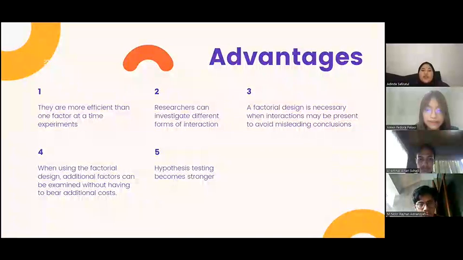The advantages of factorial design are, first, they are more efficient than one factor at a time experiments. Second, researchers can investigate different forms of interaction. Third, a factorial design is necessary when interaction may be present, to avoid misleading conclusions. Fourth, when using the factorial design, additional factors can be examined without having to bear additional costs. And the last is that hypothesis testing becomes stronger.